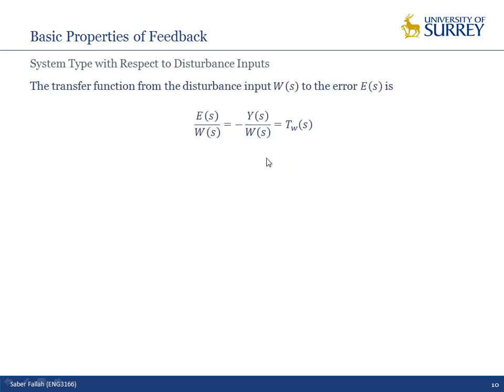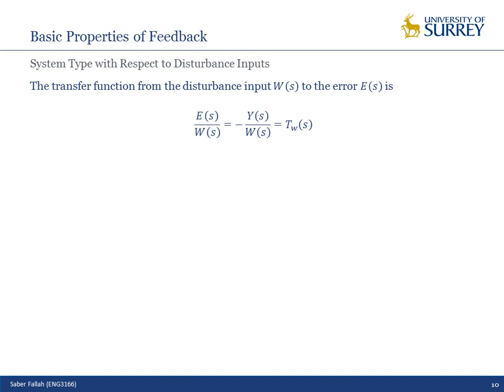We finish at this stage that we realize the transfer function from the error to the disturbance of the system is equal to minus Y(s) over W(s), where Y is the output of the system and W is the disturbance to the system. Why is E(s) equal to minus Y(s)? Because R(s) is 0 based on the superposition principle.